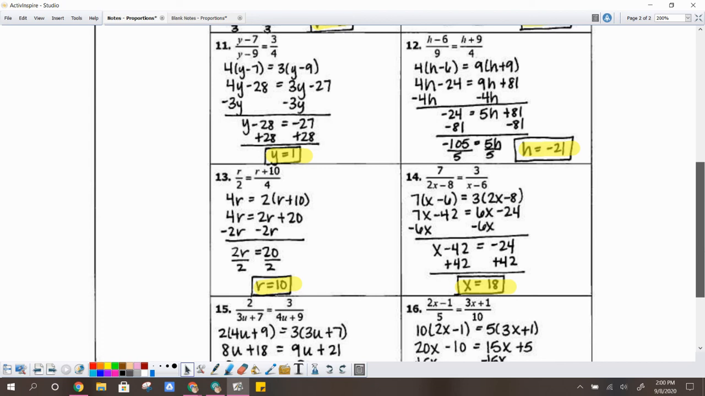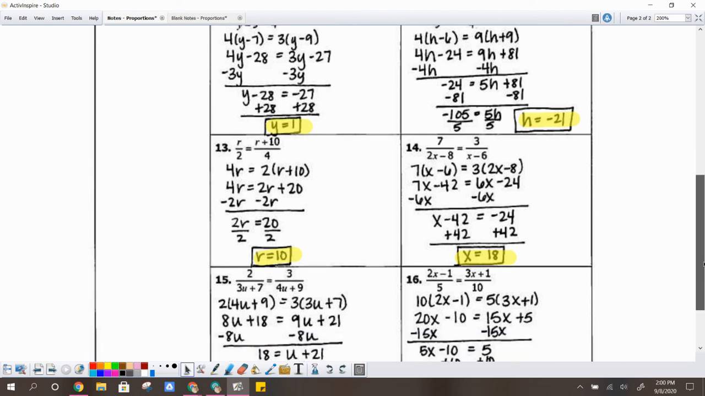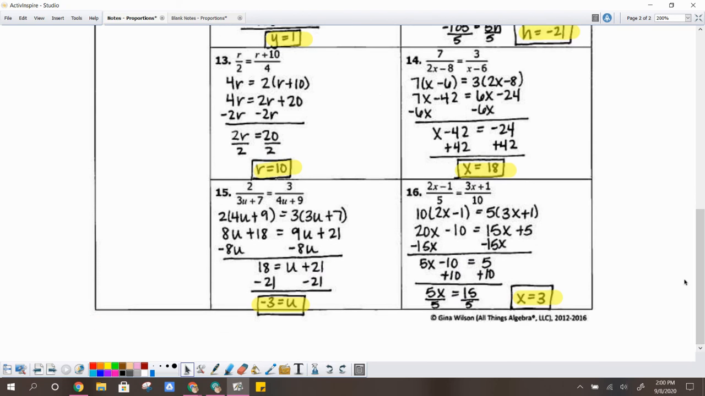I am going to start scrolling down. For 15, you should have had negative 3 for u. And for number 16, you should have had x equals 3. So again, pause the video, check your work. If you have questions, please let me know.